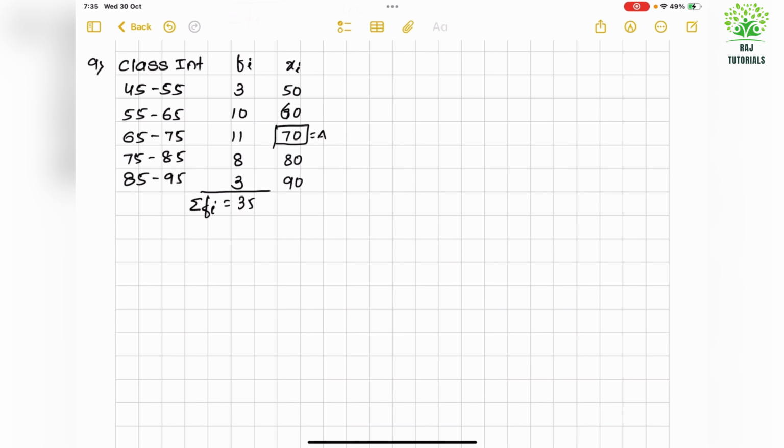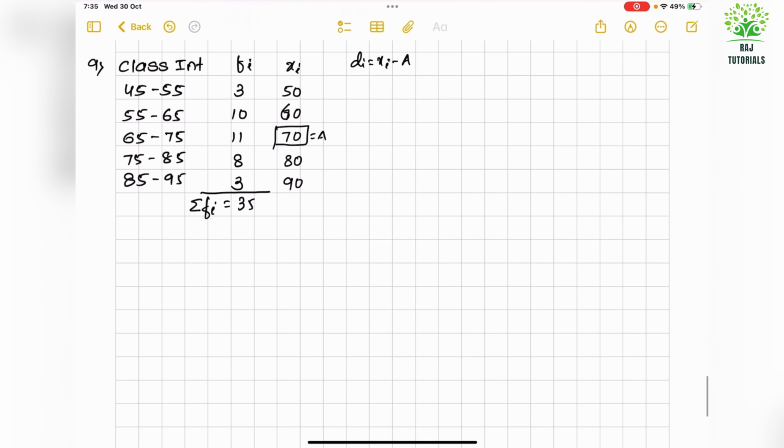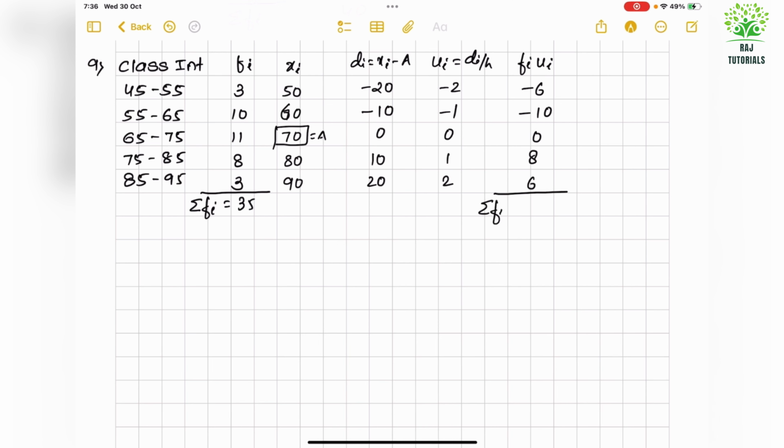Now I am using the ui method or step deviation. So A I have selected as 70. Now di equal to xi minus A. So 50 minus 70 will be minus 20. This will be minus 10, 0, 10 and 20. ui will be equal to di upon h. So minus 20 upon 10, so minus 2, minus 1, 0, 1 and 2. So fi ui will be minus 6, minus 10, 0, 8 and 6. So sigma fi ui will be minus 2.